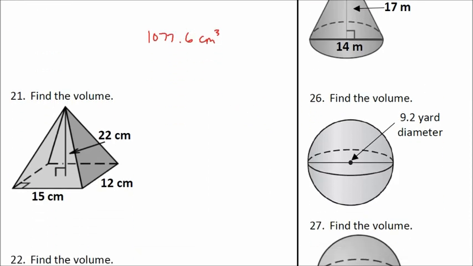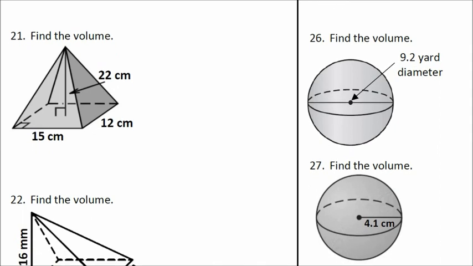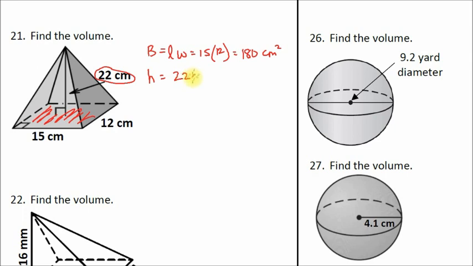All right, question number 21. Find the volume of this pyramid. All right, they gave us the height, so I'm going to go ahead and shade the base, circle the height. Finding the volume of the pyramid. This particular pyramid has a rectangular base, so that's going to be length times width, which is 15 times 12. And 15 times 12 is 180. And our unit of measure again is centimeters, so area is centimeters squared. Our height, we circled that, is 22 centimeters.